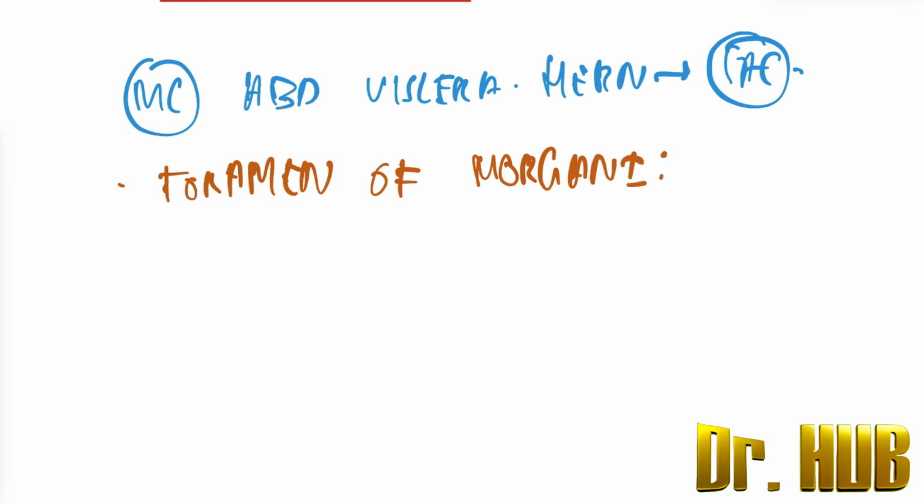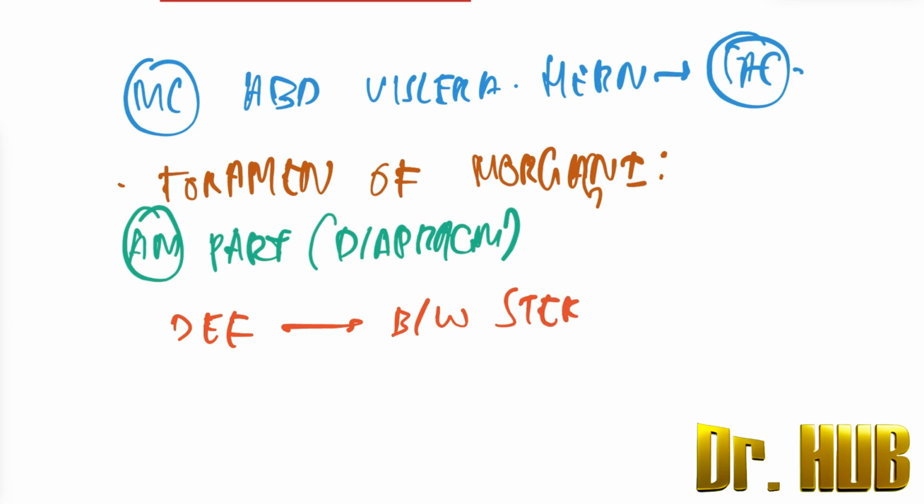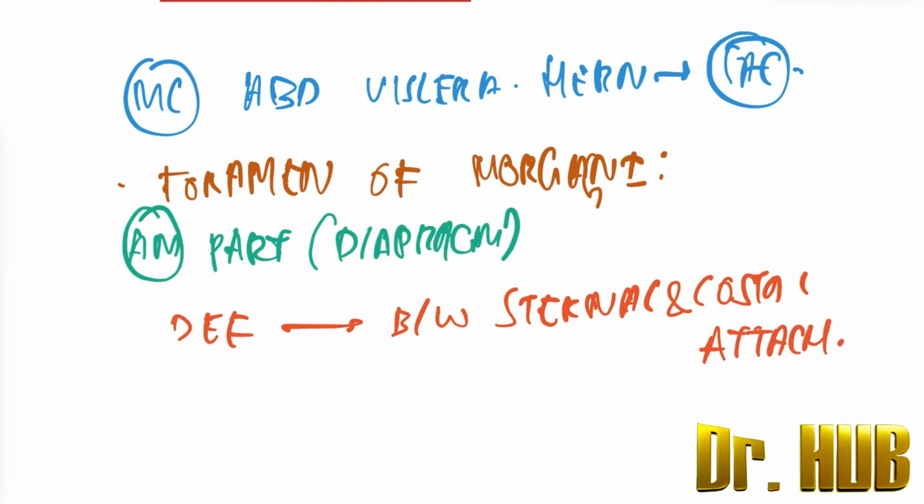So here it is a hernia in the anteromedial part of the diaphragm, with a defect between the sternal and the costal attachments. The most common involved viscus is the transverse colon.